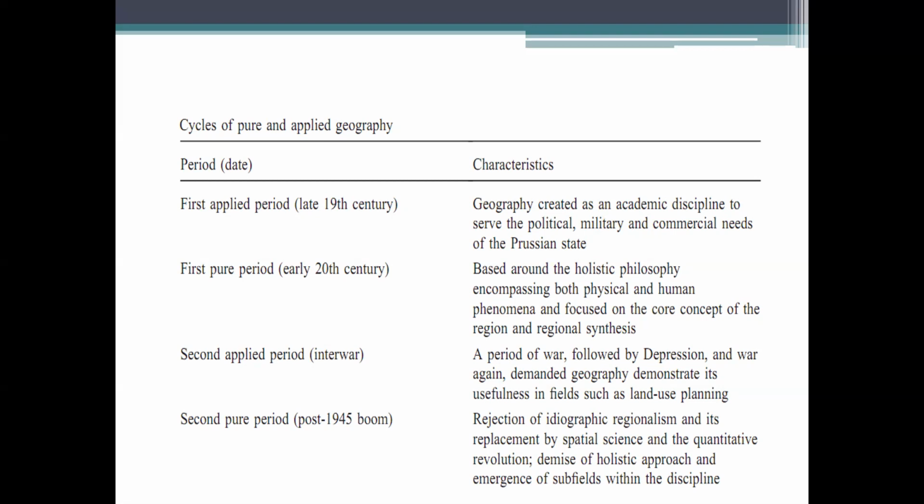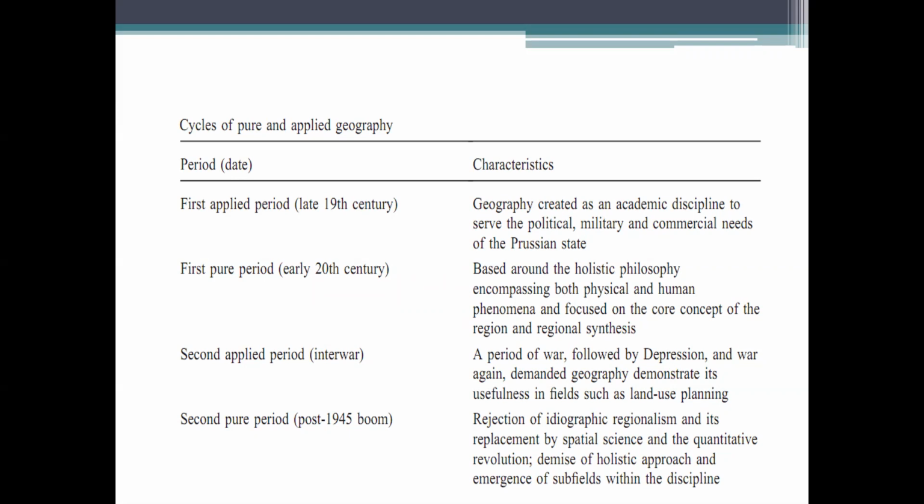During the history, sometimes applied geography was very prominent than the pure geography. But sometimes, in some period, pure geography arose. For example, we have a first period of applied geography from the beginning of geographical thought, late 19th century.